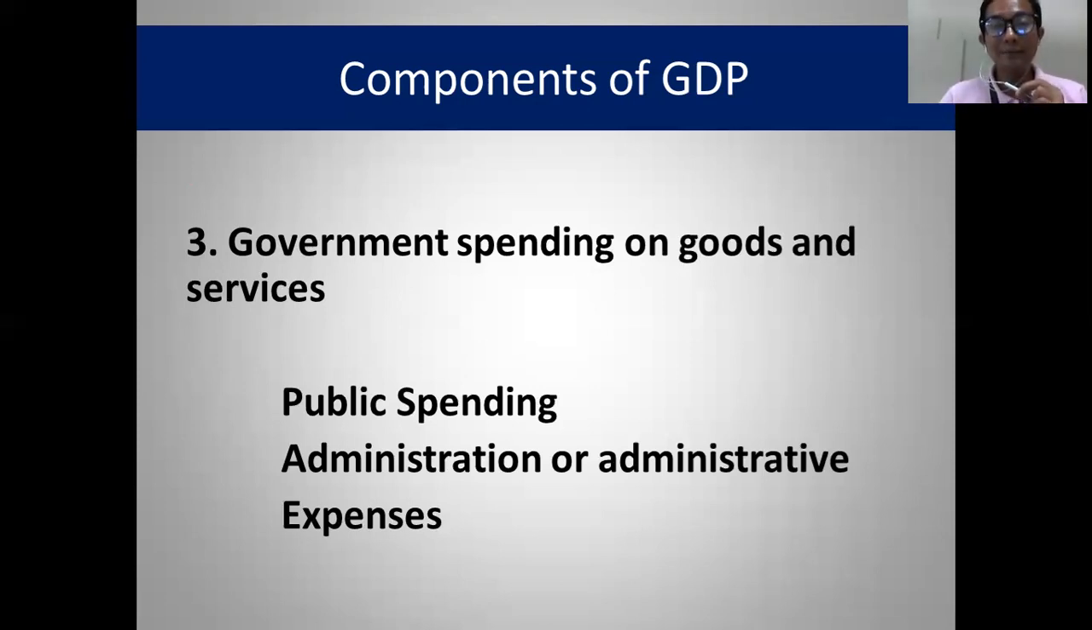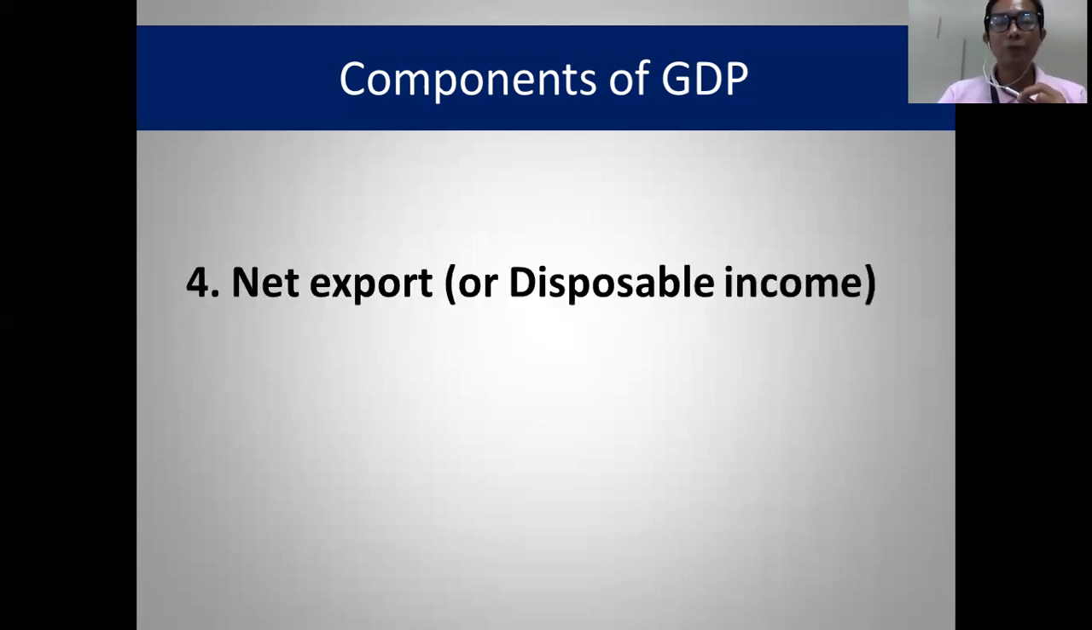These are not part of the accounting for the government expenditure for the accounting of the gross domestic product, because this has nothing to do with the aggregate demand. It's just a transfer of funds from the government to the household sector. The fourth component of the GDP is the net export or the disposable income.